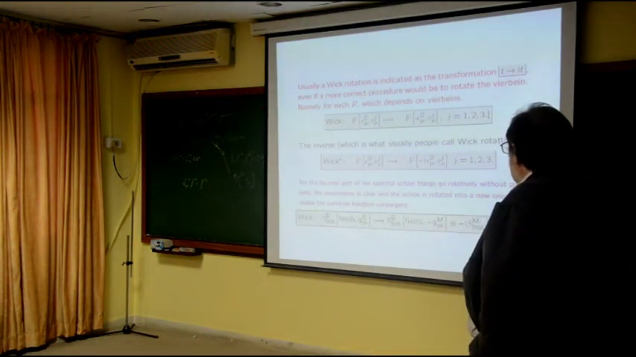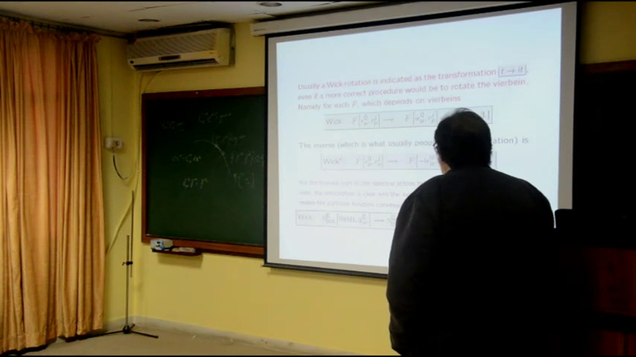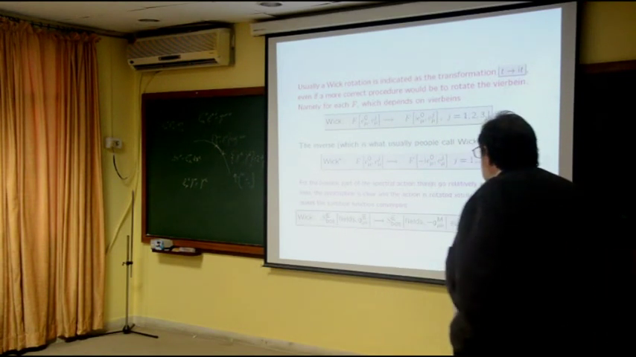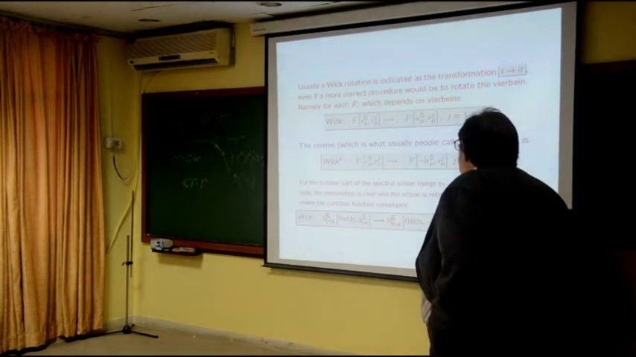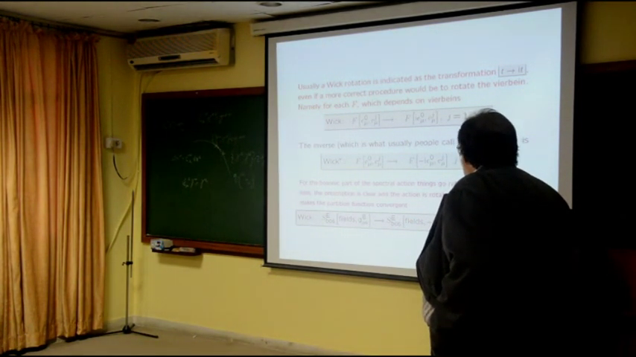Now, for the bosonic part of the action, things go relatively without problems. The prescription is clear, and the action is rotated into a new one, which makes the partition function convergent. So you start with a bosonic action, which depends on some fields and some Euclidean metric. Then you rotate by changing the metric, but the metric is connected, where is it? Here, E^A_mu, right here, this one. So the metric is itself a function of the vielbeins. So you write something with the Euclidean metric, you do this rotation, which gives you a Euclidean bosonic action with the minus of the metric, because that's what you do.